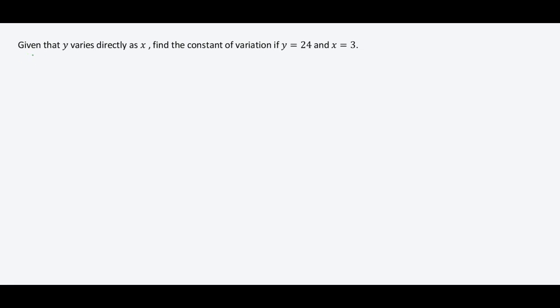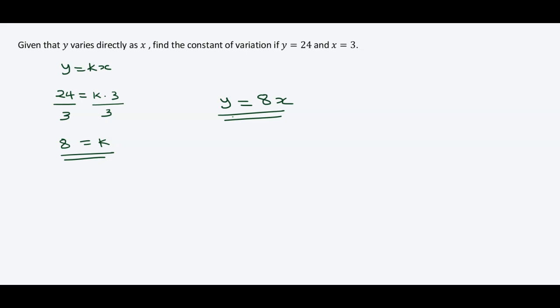So we're given here that y varies directly as x. We want to find the constant of variation if y is 24 and x is 3. So y is 24 and then x is 3, so we have k multiplied by 3. So we want to find the value of k, which is our constant of variation. Some call it the constant of proportionality. That also works. So we can divide both sides by 3. And then we can see that 8 is equal to k. So our equation now becomes y is equal to 8x. And this is what you want to aim for when you're trying to deal with direct variation.